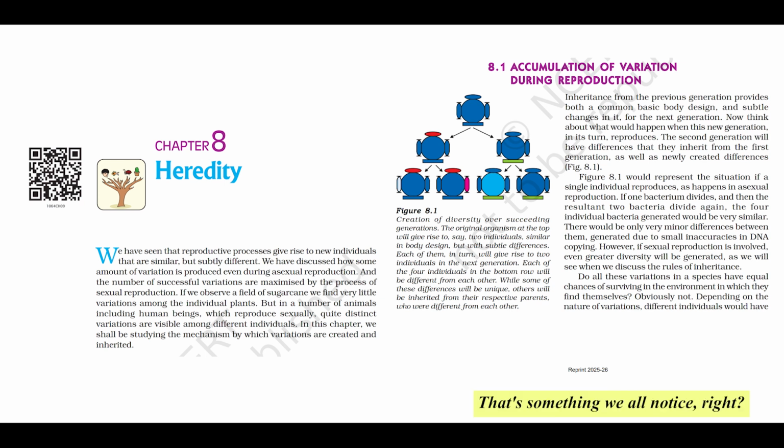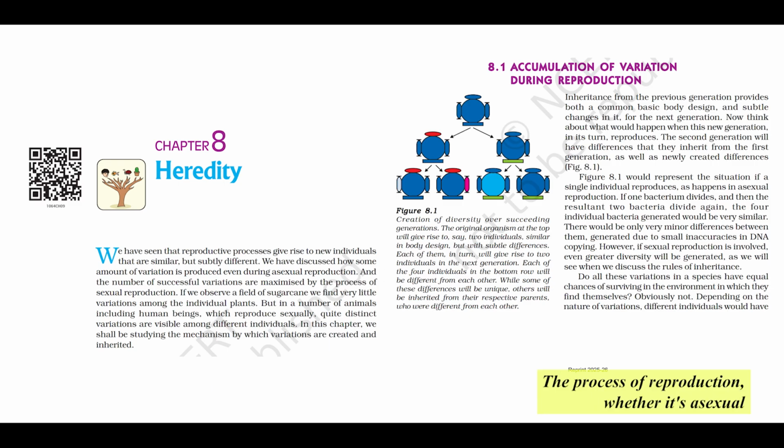It's something we all notice, right? Children look like their parents, sometimes strikingly so, but they're never identical copies. There's always that mix of similarity and subtle difference. So how exactly does reproduction itself create these variations? Where do the differences actually come from? That's the perfect place to start our exploration.